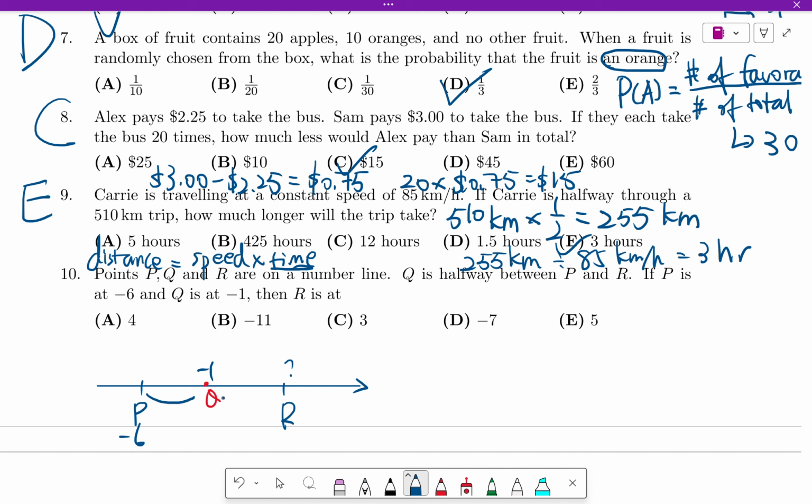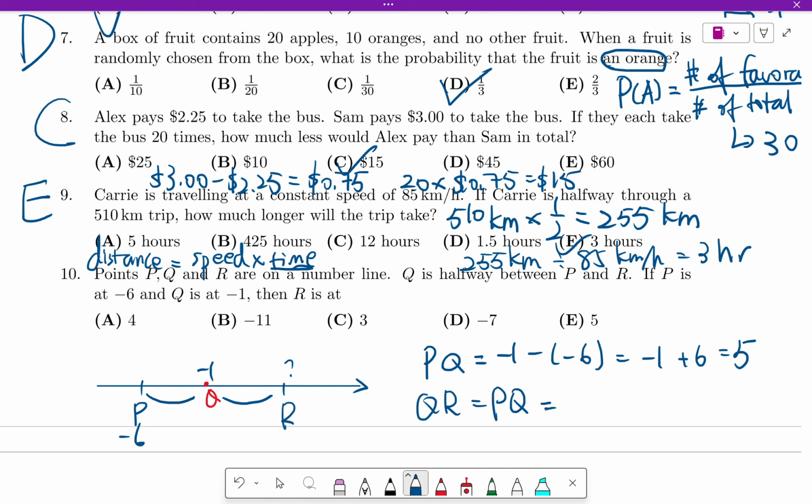Since these two distances, PQ and QR, are equal, we can calculate PQ first, which is equal to -1 minus -6, which is -1 plus 6, which is 5. And QR would be equal to PQ because Q is the midpoint, so 5. So R would be equal to Q plus 5, which is -1 plus 5, which is equal to 4. Again, PQ and QR are equal because Q is the midpoint, and PQ is 5 as we calculated, so QR is also 5.